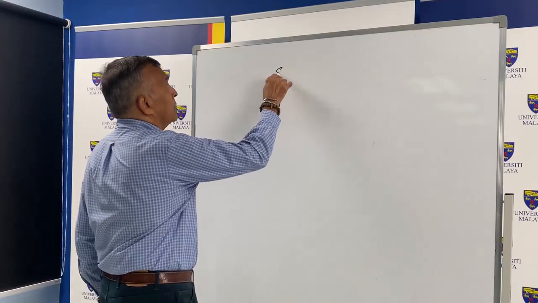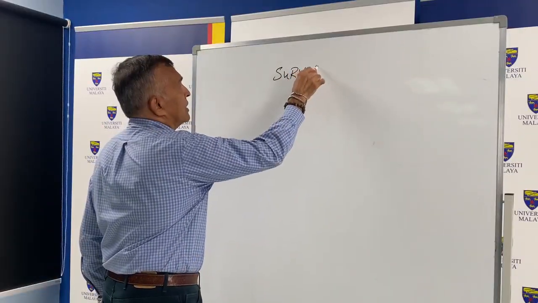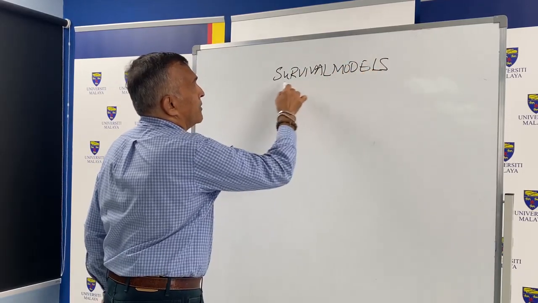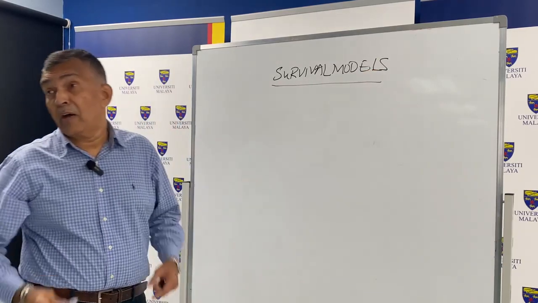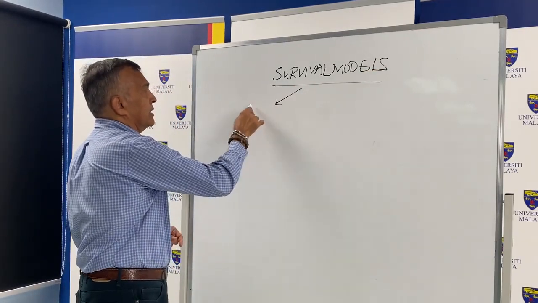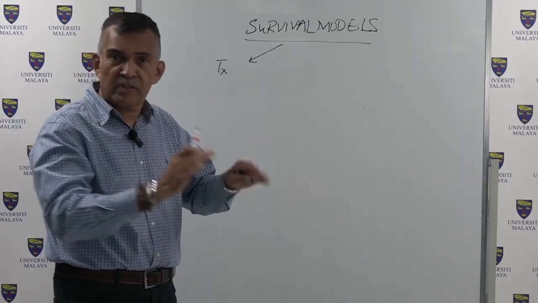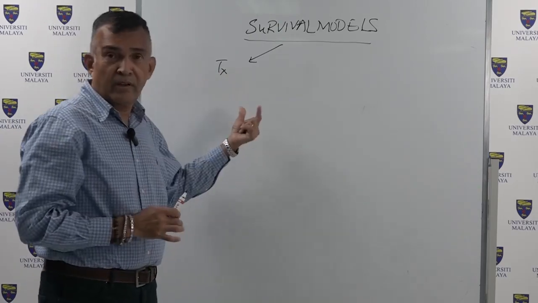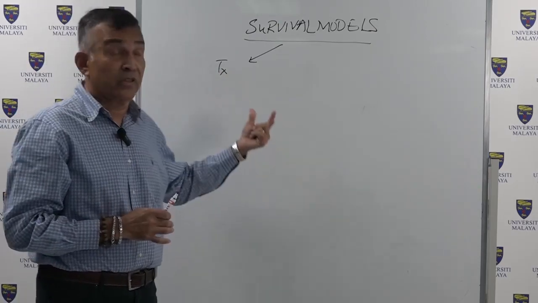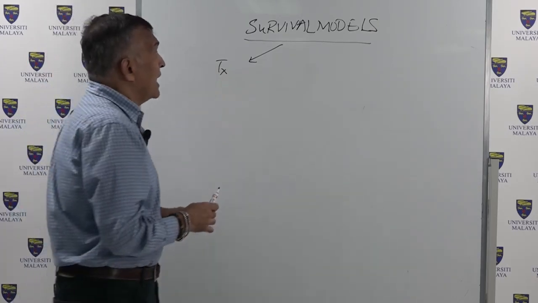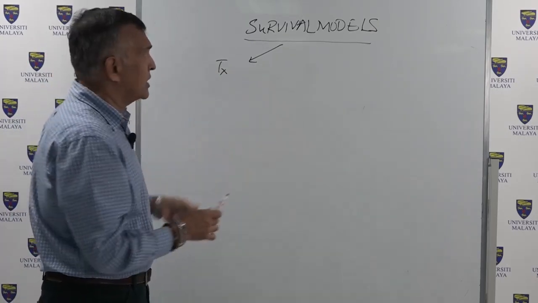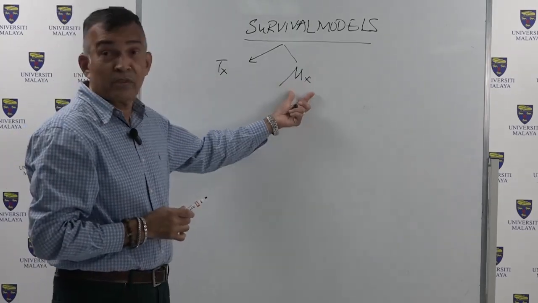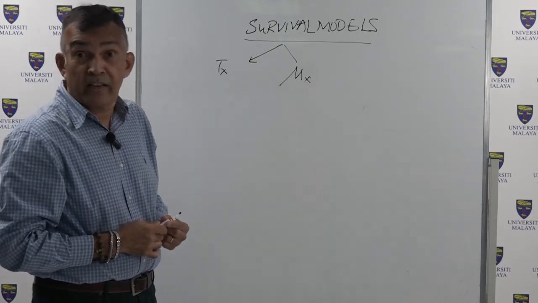The first topic will be survival models. Under survival models, let's start with Tx. Let me tell you what we'll be talking about first, and I'll go into a little more detail. I'm sure all of you would have done some life contingencies, so you know what Tx is. After Tx and the related ideas, we will talk about mu x, the force of mortality at age x.